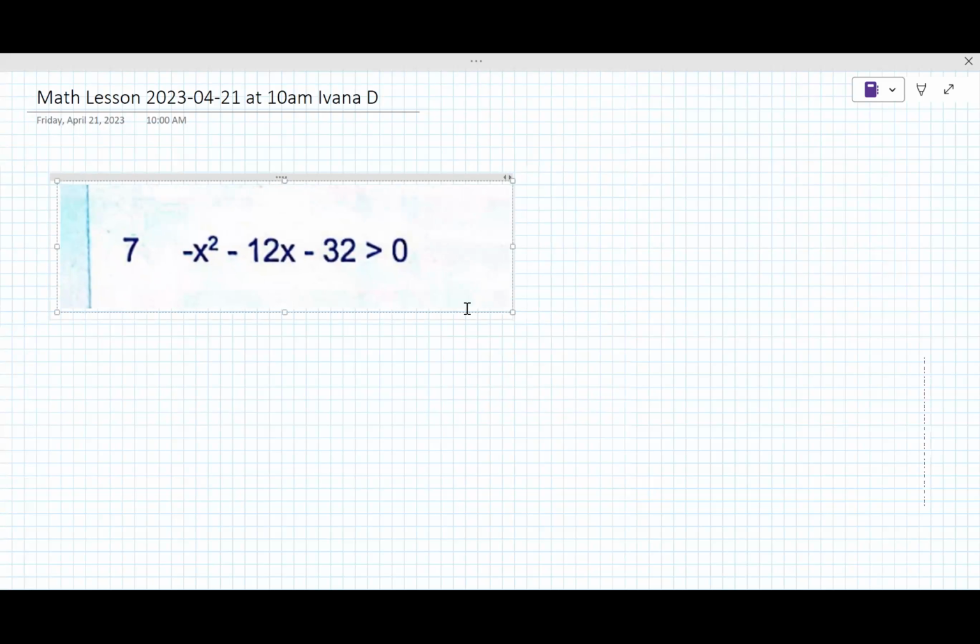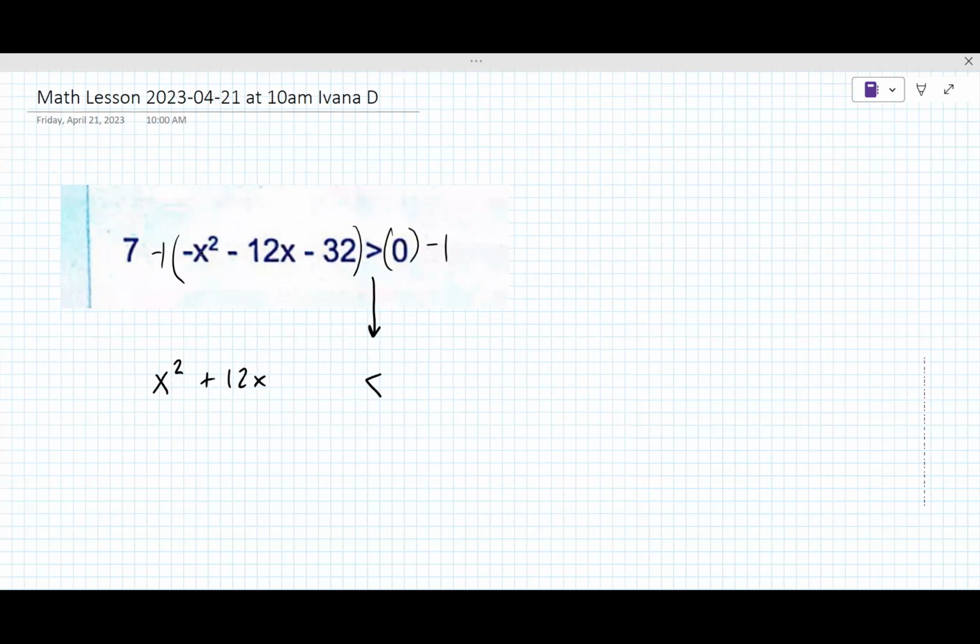squared minus 12x minus 32. Okay. And what I see here is that this negative leading term is bad. So we generally want to eliminate that. You can do that by multiplying everything on the left by -1 and everything on the right by -1. But that has the immediate consequence of flipping the inequality. So that becomes x squared plus 12x plus 32 less than 0.